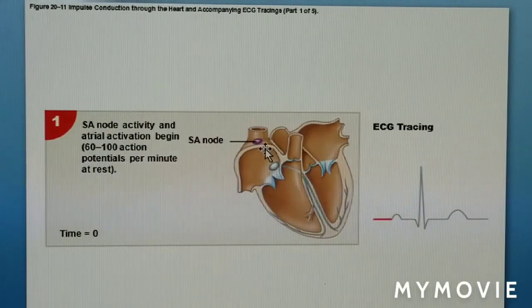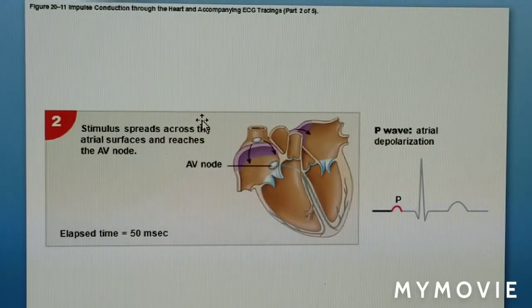Again, what we're seeing here is simply what it's saying. We're viewing it and we're talking about what's happening when we look at an ECG tracing. So on number 1, we have the SA node activity and the atrial activation begin. And we see that here. And number 2, the stimulus spreads across the atrial surfaces and reaches the AV node.